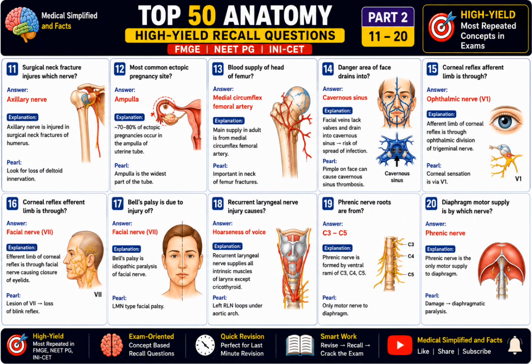Question 14. The danger area of the face drains into which structure? Answer: the cavernous sinus. Facial veins lack valves, so infection can spread directly into it. Even a pimple on the face can lead to cavernous sinus thrombosis.